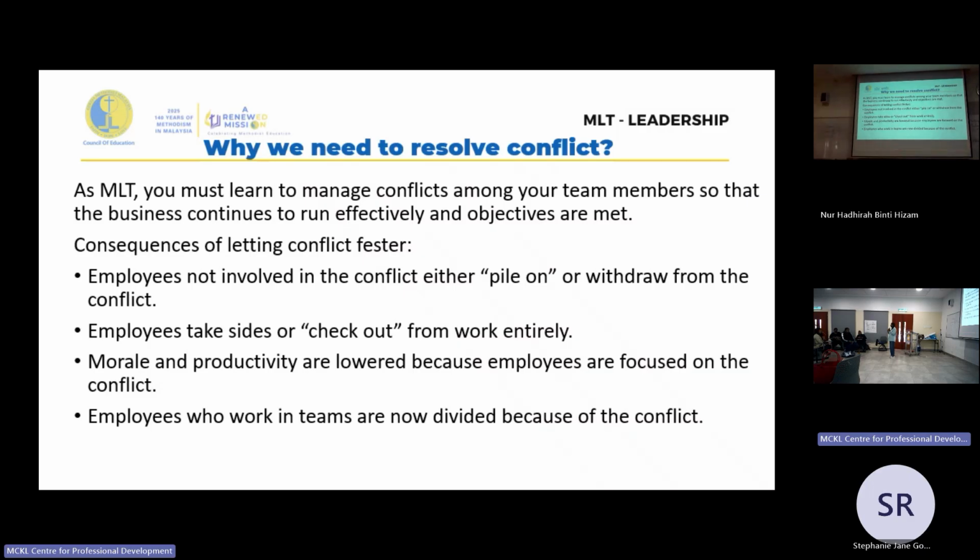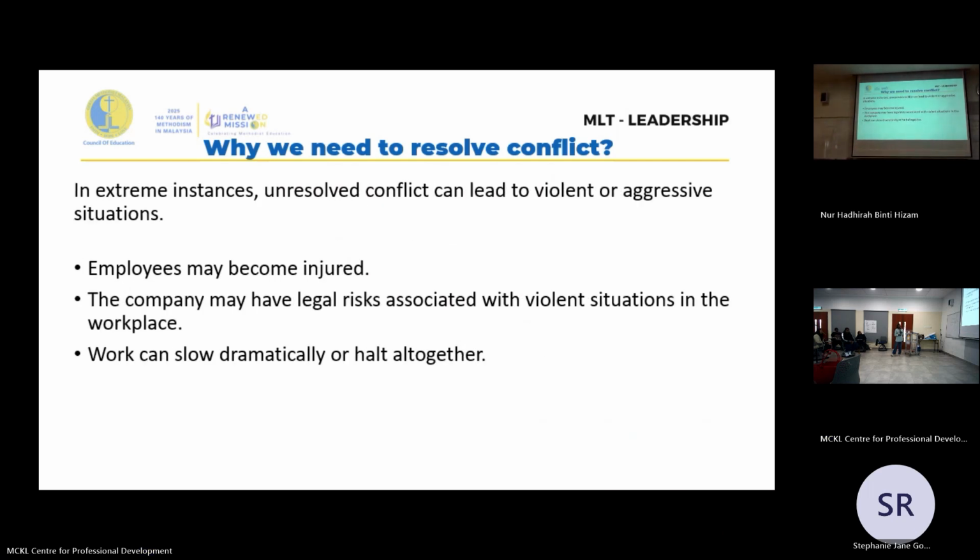So sometimes your employee gets very emotional, they throw tantrums at you. You get frustrated. Morale and productivity, a lot of you mentioned, will reduce due to conflict. Employees who work in teams are now divided because of the conflict. Okay, now, unresolved conflict can lead to violent or aggressive situations.